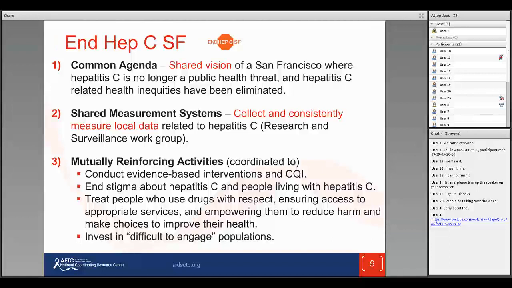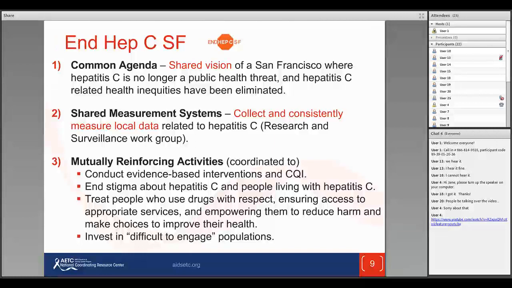Okay, and they have mutually reinforcing, or those synergistic activities, which I mentioned before. They conduct evidence-based interventions as well as continuous quality improvement. Their activities also focus on ending the stigma about Hep C and stigma towards people living with Hep C. They focus on interventions or initiatives that treat people who use drugs with respect, ensuring access to appropriate services, and empowering individuals to reduce harm and make choices to improve their health. So it's a very uplifting and empowering approach to working with individuals affected by Hep C. And they invest in difficult to engage or marginalized populations.